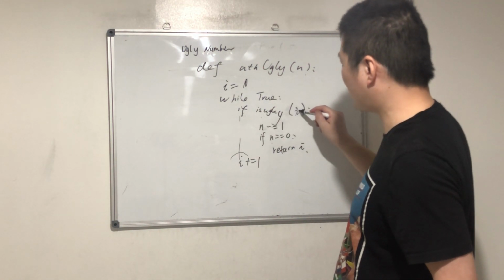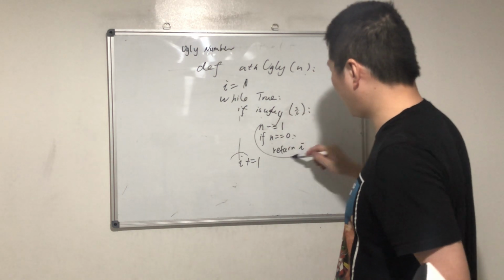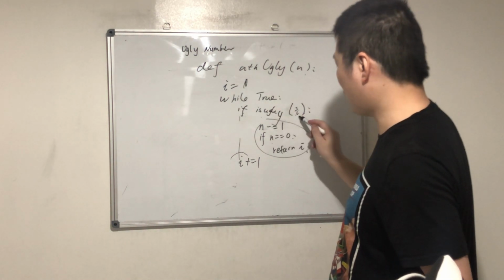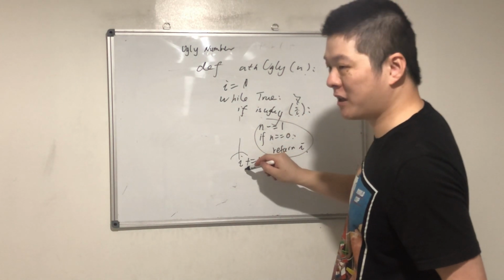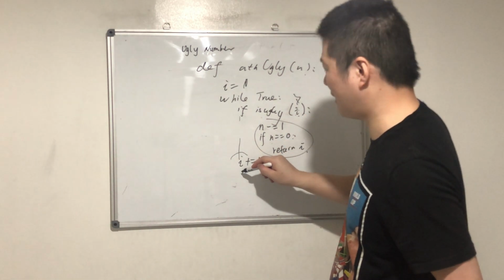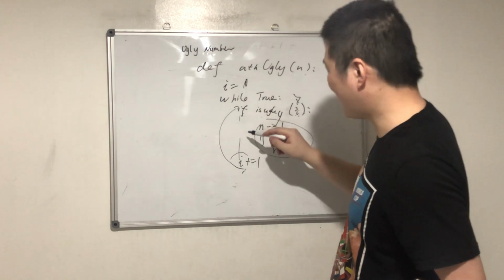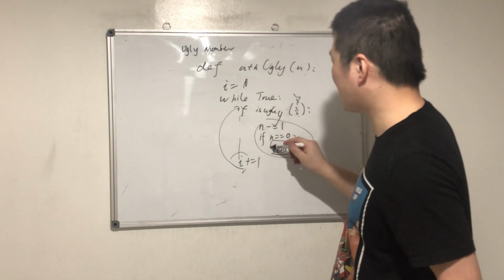If the condition is true, then execute this. But 7 is not ugly, so it returns false and you will not go in there. You will go here, i plus equals 1, then the next number will be 8, until it breaks the loop and returns.